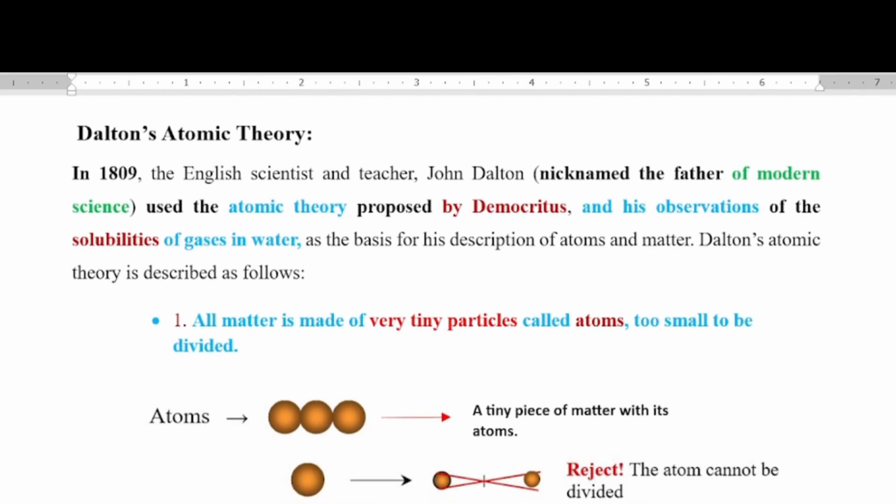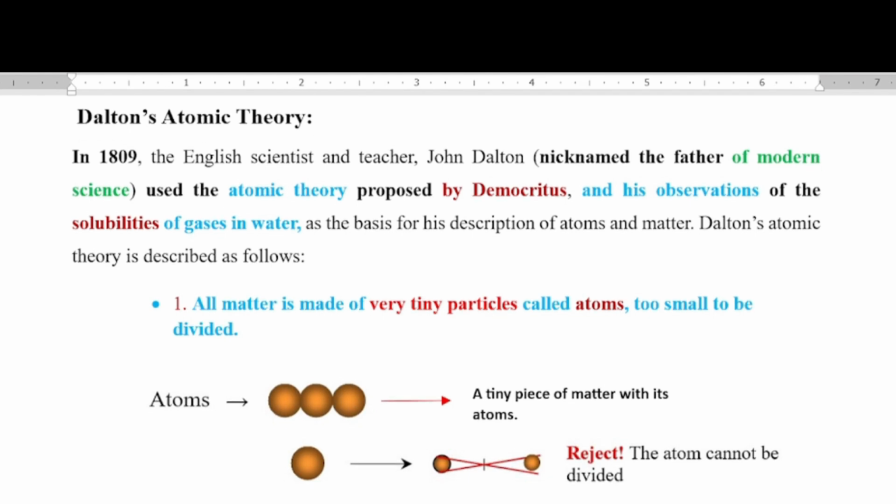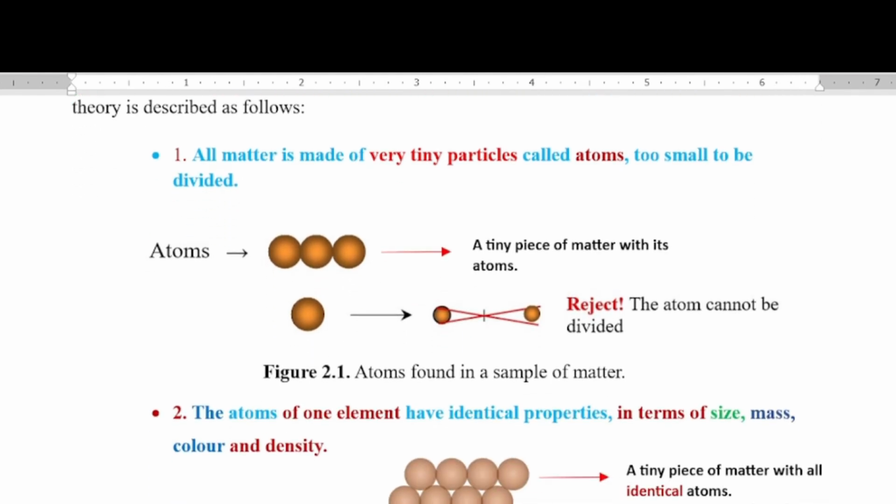Dalton's atomic theory. In 1809, the English scientist and teacher John Dalton, nicknamed the father of modern science, used the atomic theory proposed by Democritus and his own observation of the solubilities of gases in water as a basis for his description of atoms and matter. Dalton's atomic theory is described as follows. 1. All matter is made up of very tiny particles called atoms, too small to be divided.